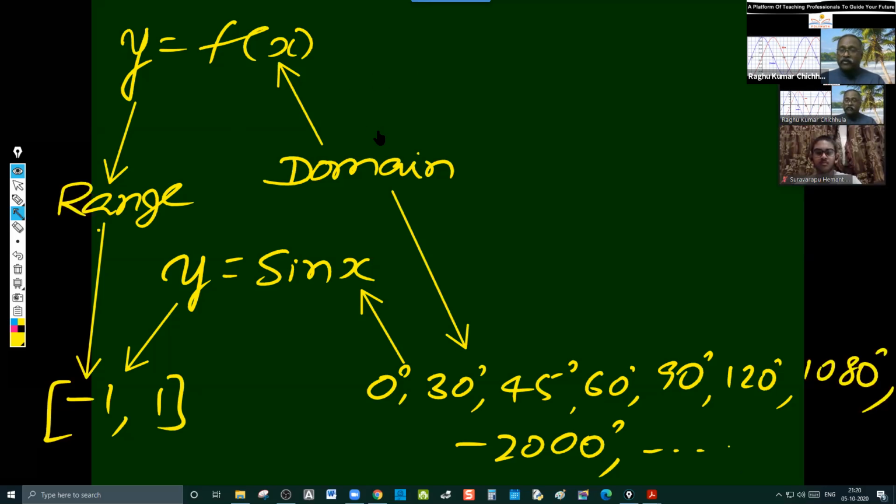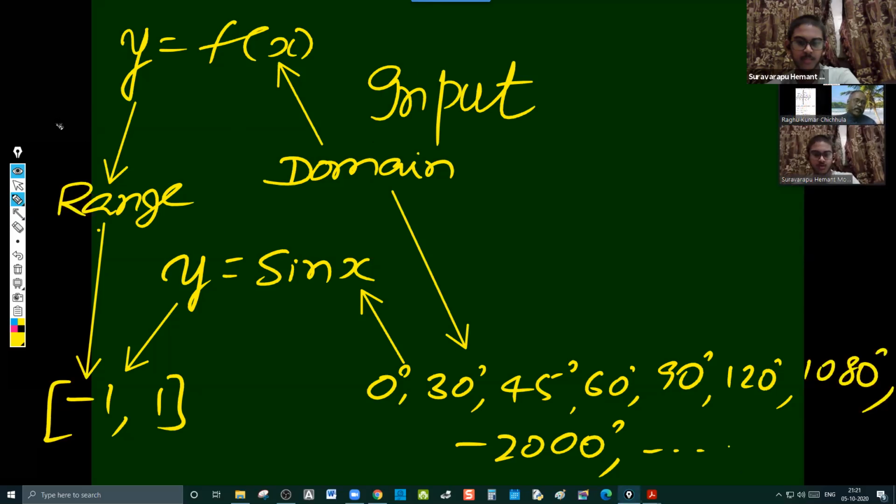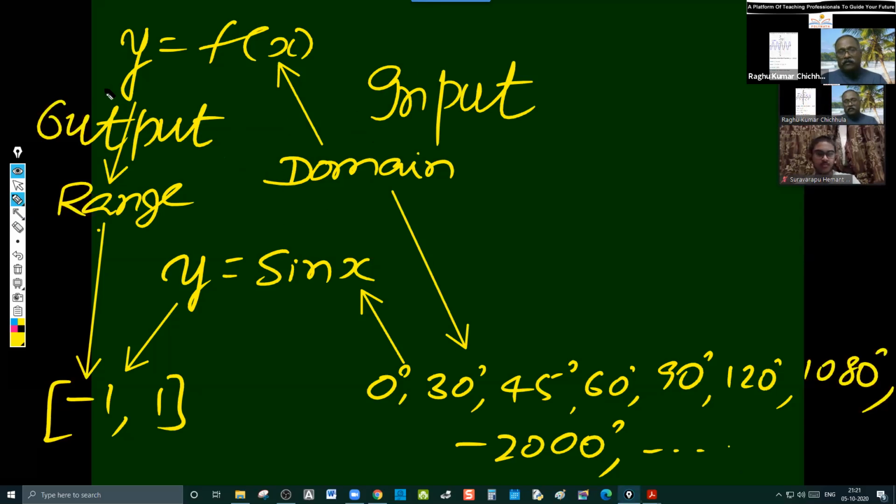So overall, what is it that you have to understand? Domain is the input. And what is range? Do you respond? What is range? Output. Simple. So we are now understanding, for all the trigonometric functions, the input and output. So let us understand that. Okay. So here, let me take a table to show you the domain and range of different trigonometric functions.